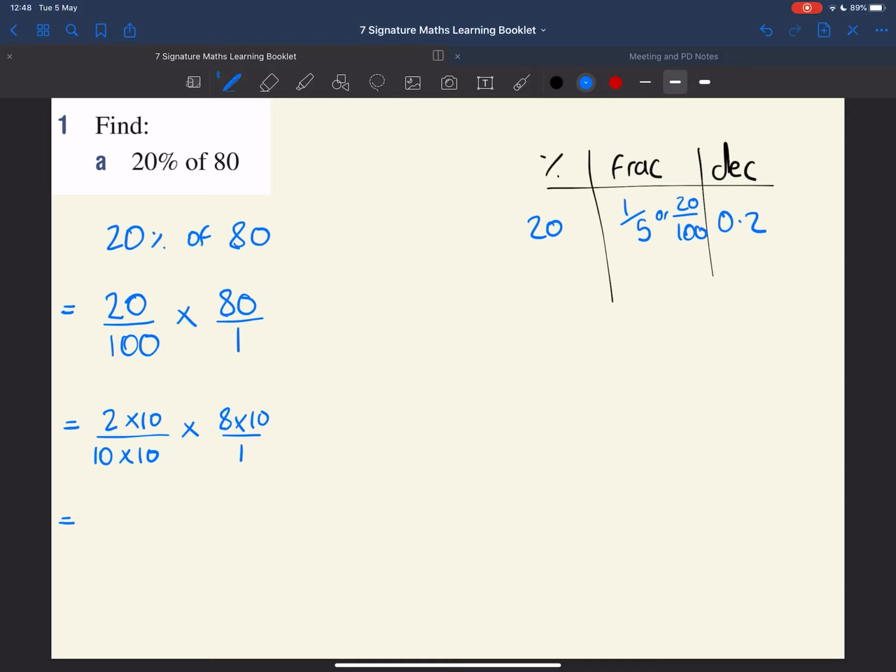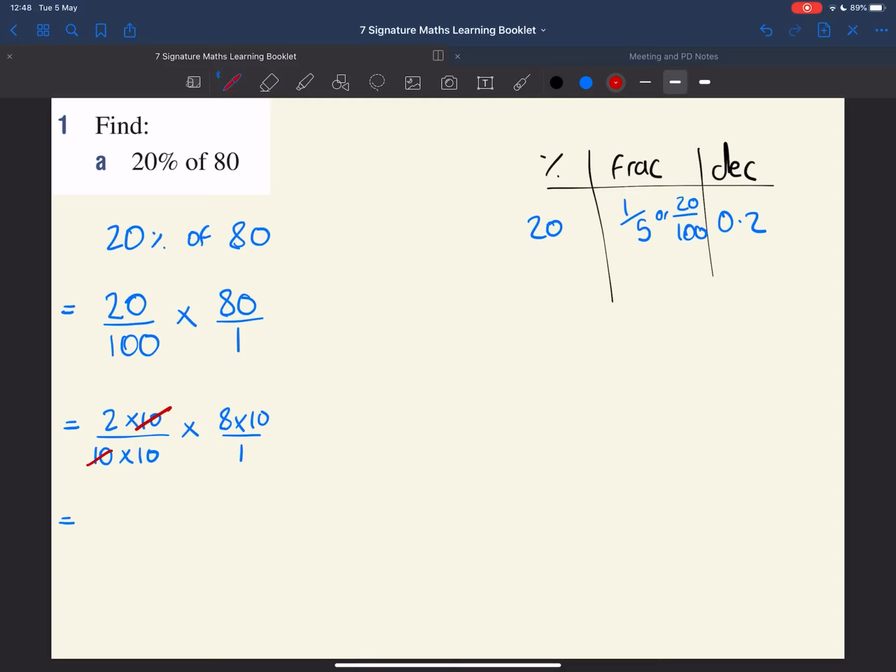Because we've broken down these numbers, we can start cancelling some numbers out. If you see a number that's anywhere on the bottom that also exists on the top, you can just put a line through them. Here we go. This 10 can cancel out with this 10.